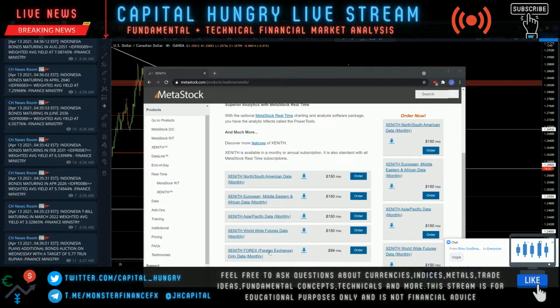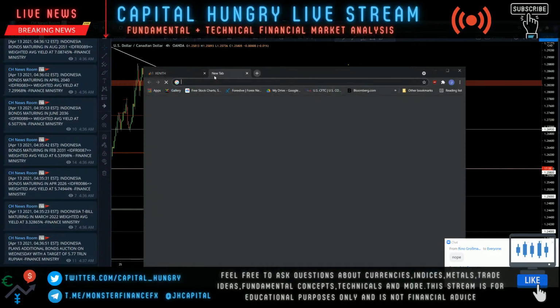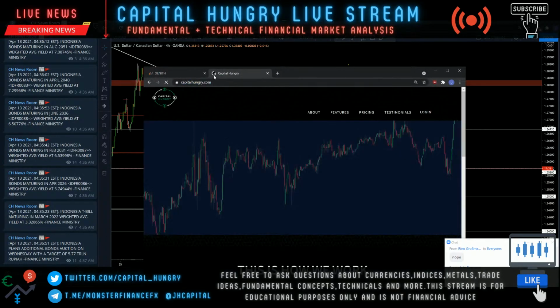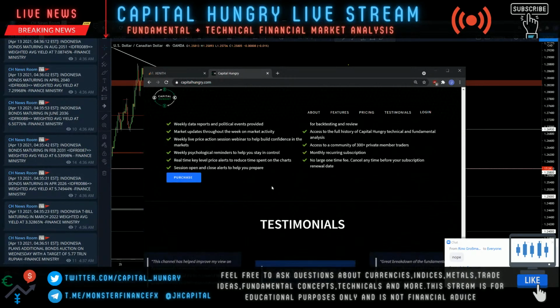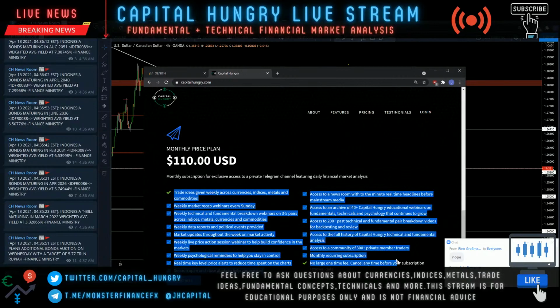If you want just foreign exchange news, it's $100 a month. As soon as you want to add these various packages, this is the cost, and these are the packages. Or in Capital Hungry, for $110 USD, you get access to everything. You don't get access to just news. You get access to all of this.